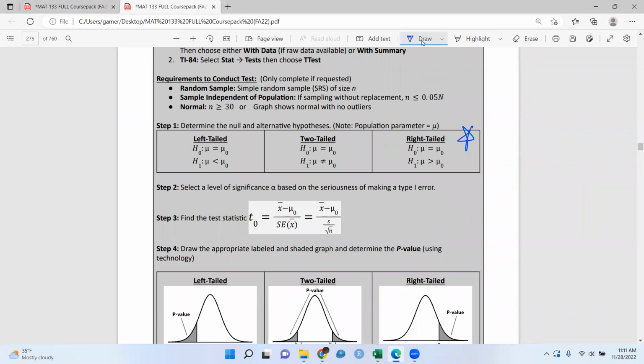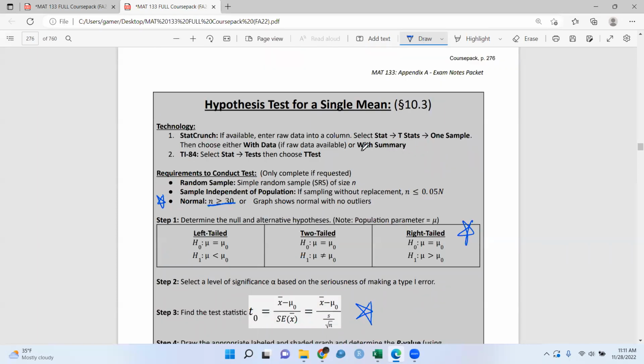Remember, the other thing that's different is how we identify the requirements to do the test, and that's whether we have at least 30 in our sample size or we have a normal probability plot that's approximately linear. The formula is different. And the other thing that happens here is that sometimes we have data and sometimes we do not have data.